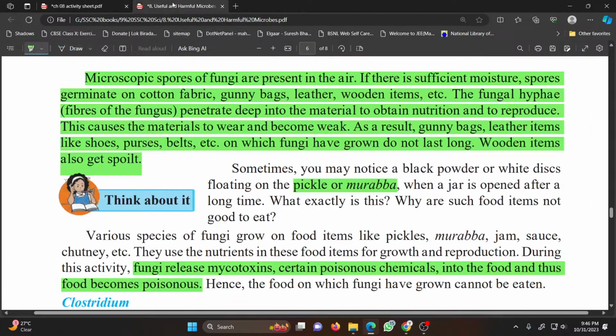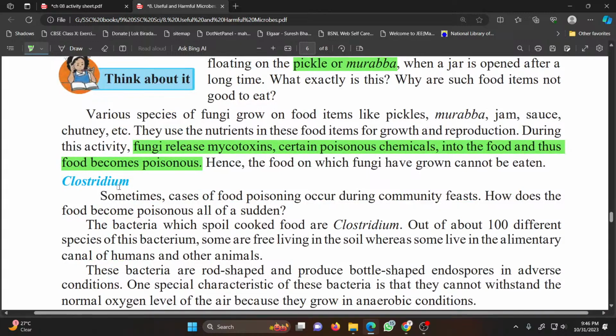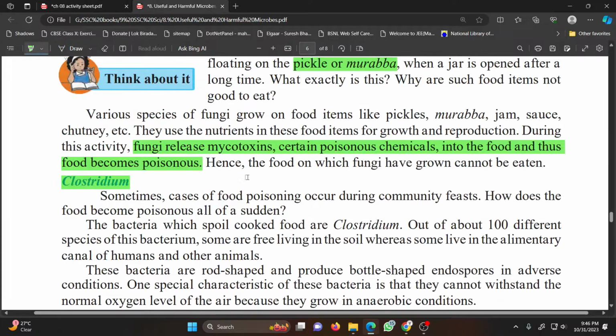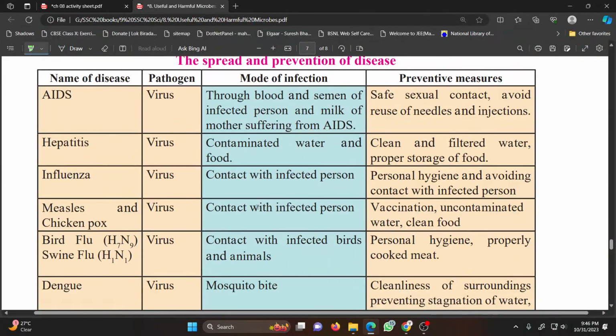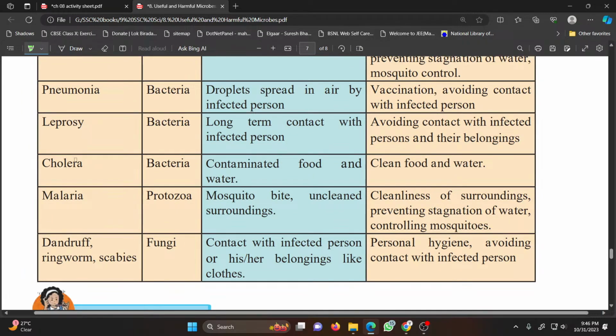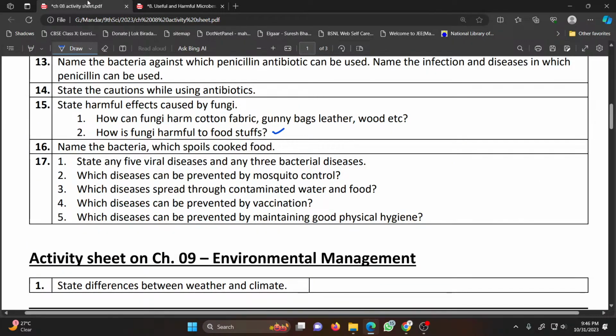Name the bacteria which spoils the cooked food. It is Clostridium. Clostridium causes the spoilage of food. State any 5 viral diseases and 3 bacterial diseases. Some viral diseases are AIDS, hepatitis, influenza, measles, chickenpox, bird flu, swine flu, dengue. Bacterial diseases are pneumonia, leprosy, cholera, whereas malaria is a protozoal disease, and dandruff, ringworm, scabies are fungal diseases.